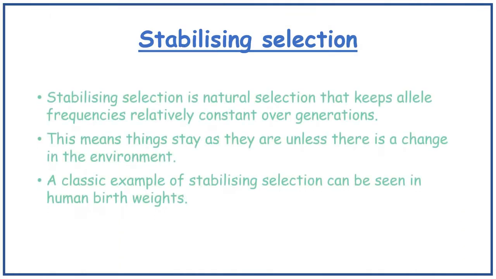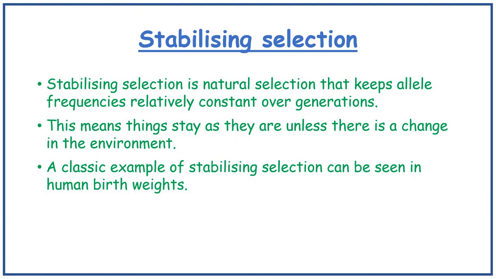Stabilizing selection. Stabilizing selection is natural selection that keeps allele frequencies relatively constant over generations. This means that things stay as they are unless there is a change in the environment. A classic example of stabilizing selection can be seen in human birth weights.